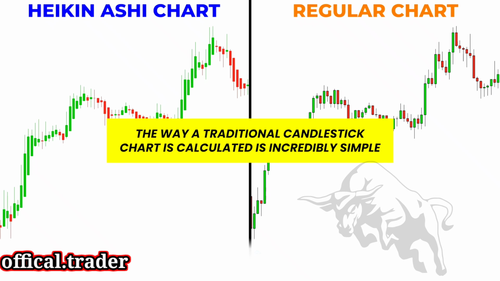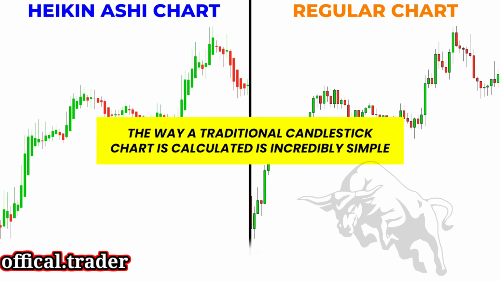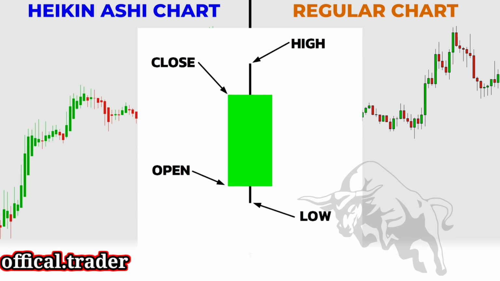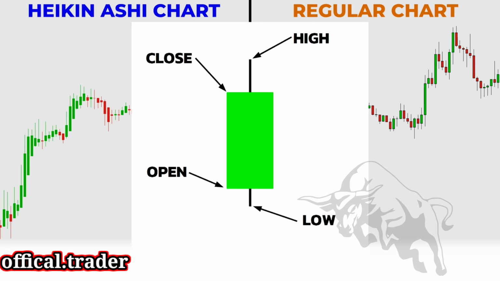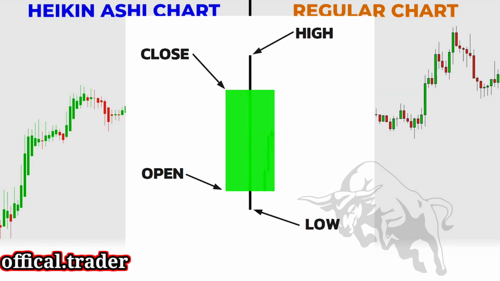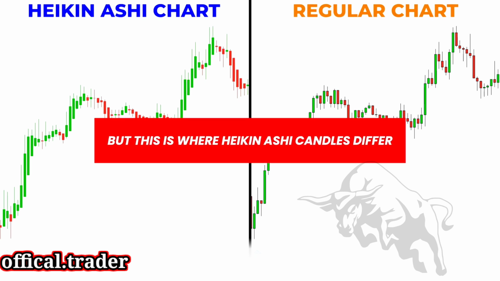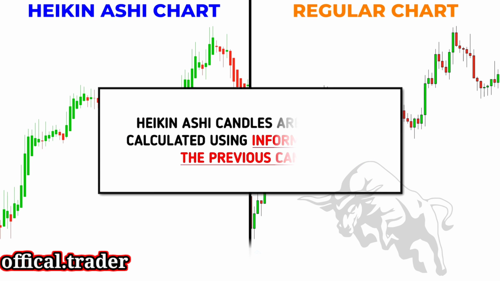The way a traditional candlestick chart is calculated is incredibly simple. The open, high, low and close values are all taken as the price of the asset changes over time. Past candles have absolutely no impact on the formation of current candles, but this is where Heikin Ashi candles differ. Heikin Ashi candles are actually calculated using information from the previous candle.